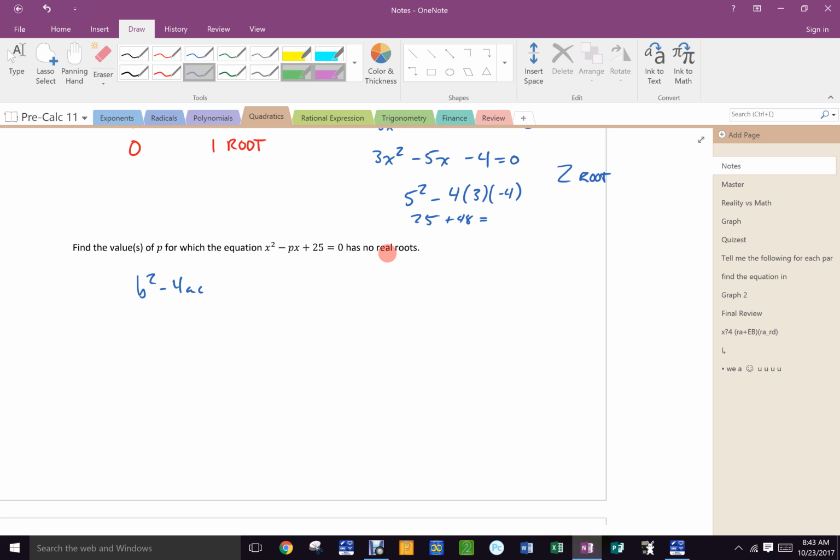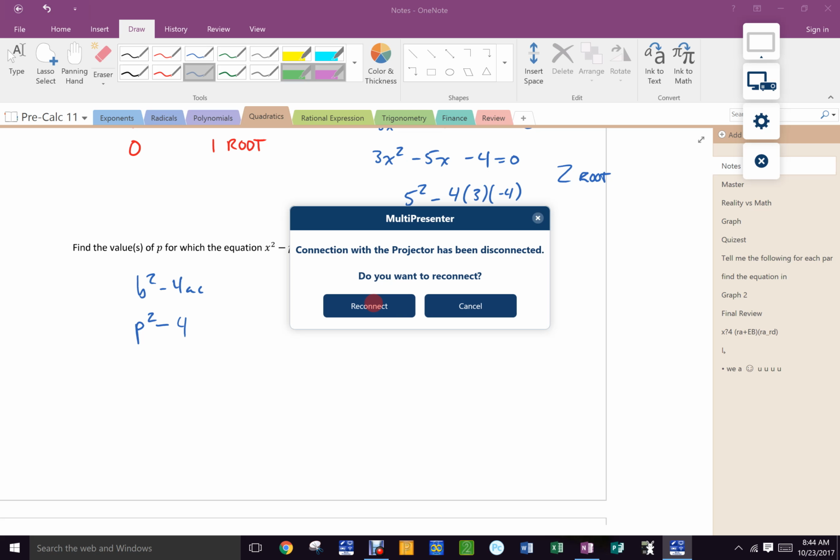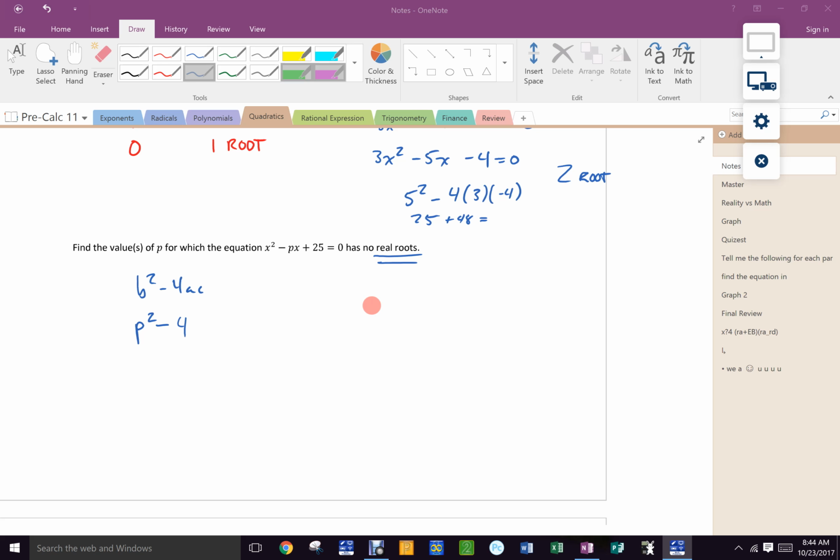So I put p squared because P is B. Yeah. Nice. Minus 4, and then in brackets 1, and then in other brackets 25, because I'm just filling in. Because everything's positive, yeah? Yeah. Excellent. And then what did you do? So then I multiplied them all together and got p squared minus 100.